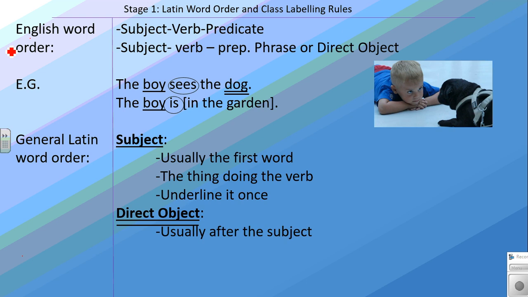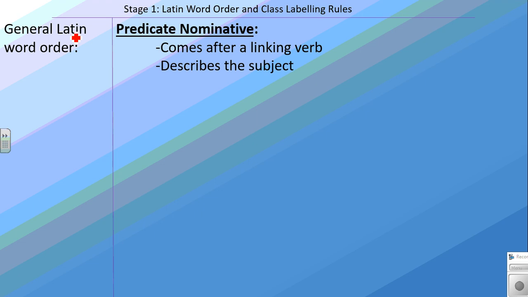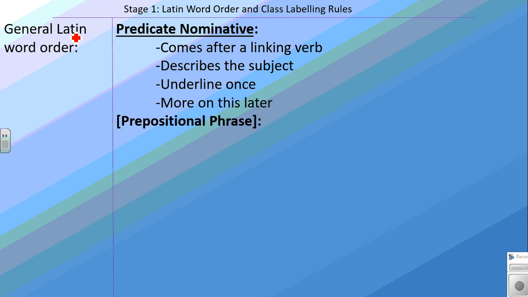A direct object is usually after the subject. It's the thing that the verb happens to. And in my class, I want you to underline it twice. The predicate nominative is a little fancy sounding, but nominative just means subject. Predicate means after the verb, right? So it comes after a linking verb specifically. Linking verbs are is, was, were, those kinds of verbs. And it describes the subject. And you underline it once, just like you do with the subject, because it can actually be interchangeable with the subject. And I'll talk about this a little later on.